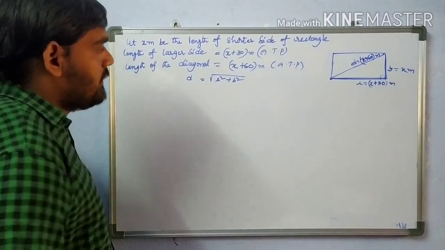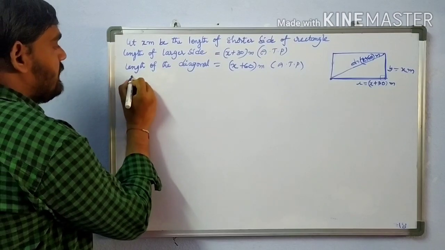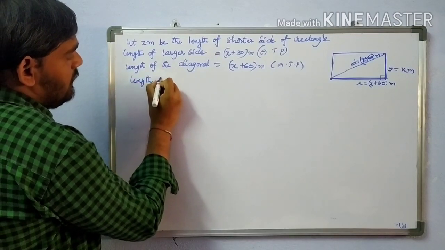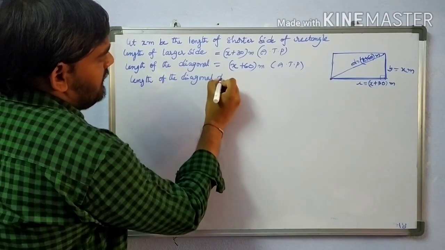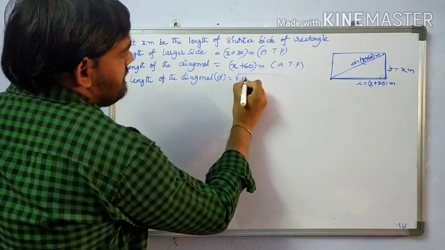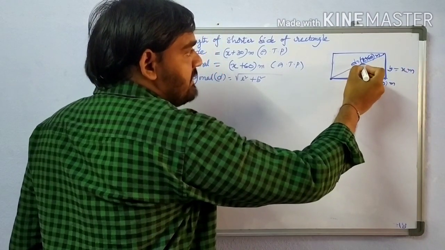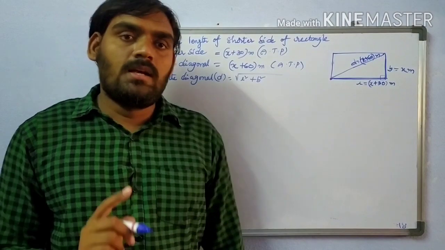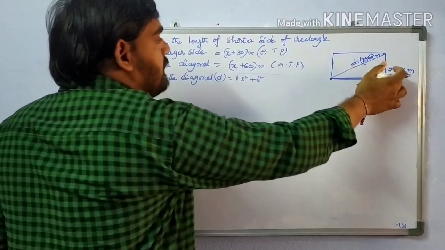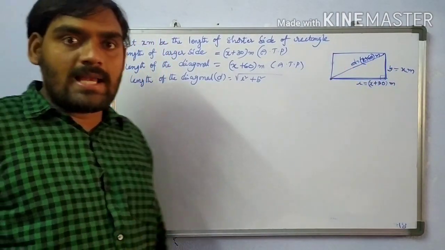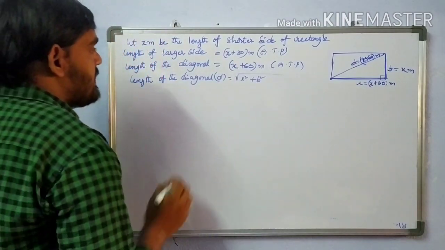Now, the normal formula for the length of the diagonal is D equals square root of L square plus B square. See, it is a right angle triangle, so the diagonal equals the square root of L square plus B square. The square of the hypotenuse is equal to the sum of the squares of the remaining two sides. The remaining two sides are breadth and length only, no? So D square equals L square plus B square, and D equals square root of L square plus B square. Now we will get here.